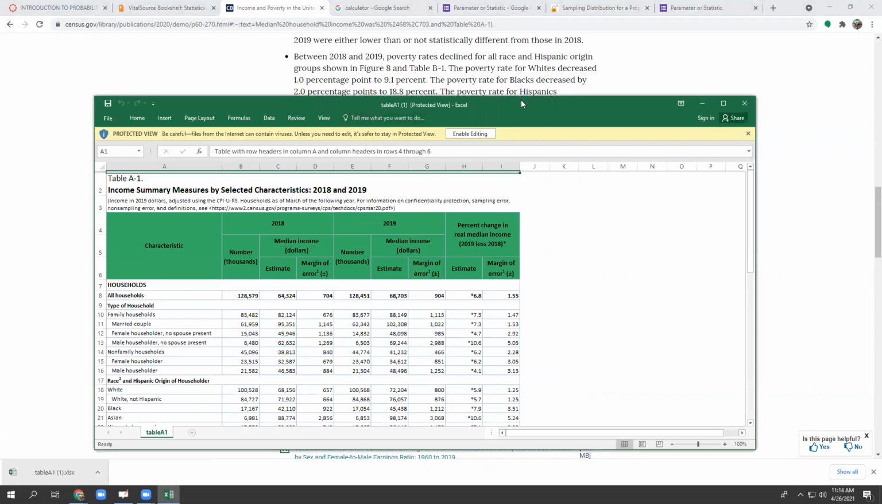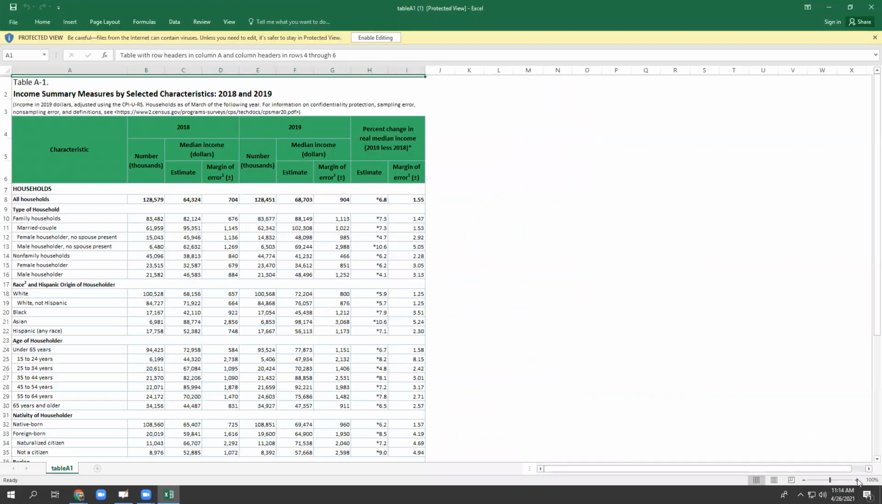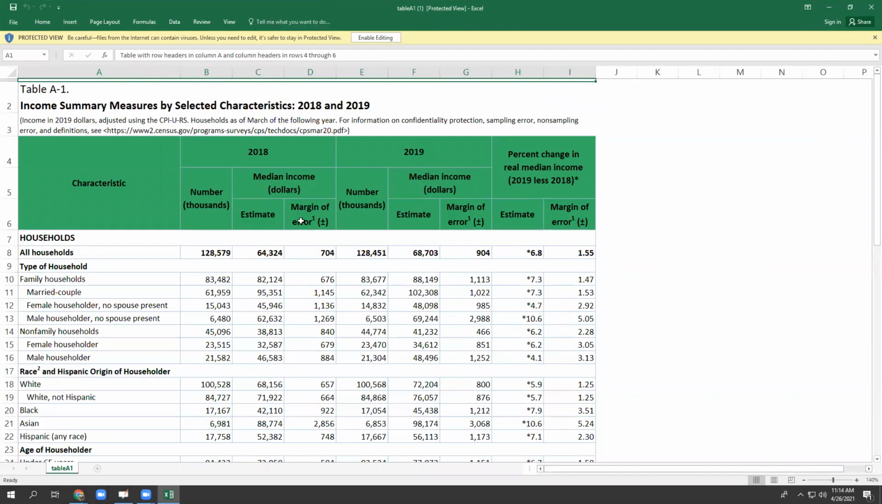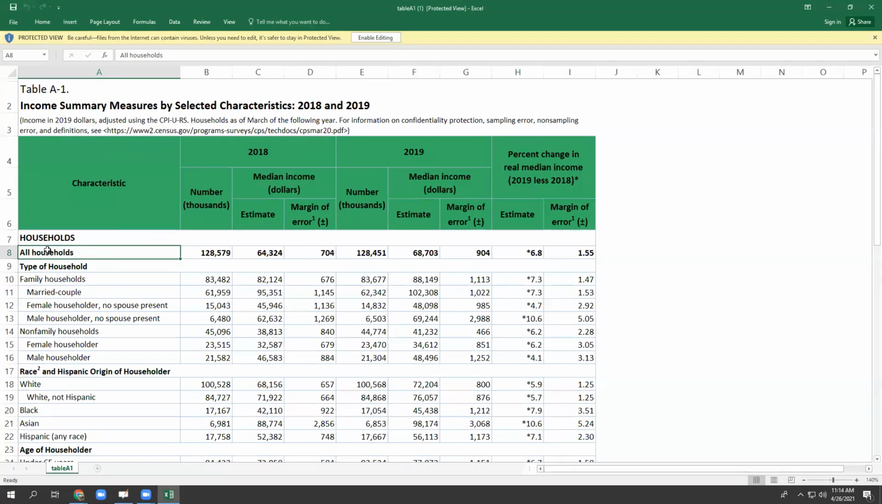All right, so let's blow this up for you all to see. And they give a lot more information here. Okay, median instead of mean. That's okay, we're just gonna go for it. We're gonna say, yeah, let's make believe it's symmetric and the median is the mean. All households, line 8 here, 2019, the estimate is 68,703. So that's the number I wrote down earlier. Now here they're giving me a margin of error of 904.